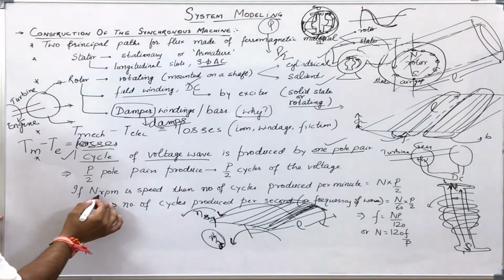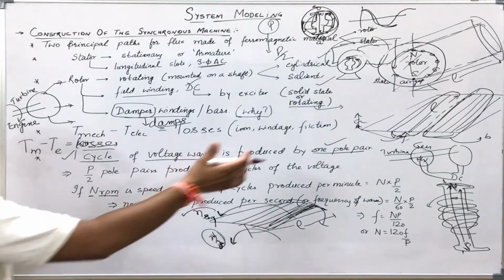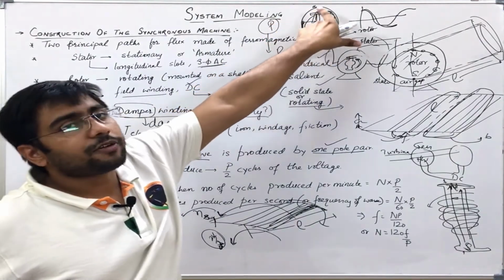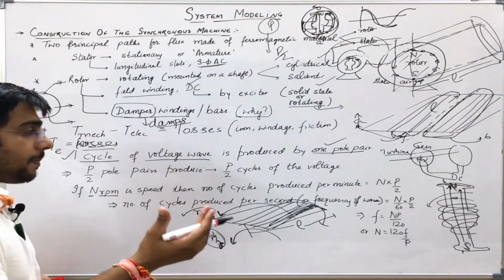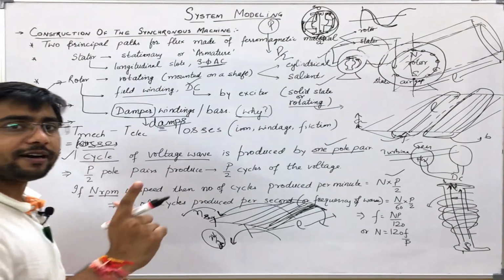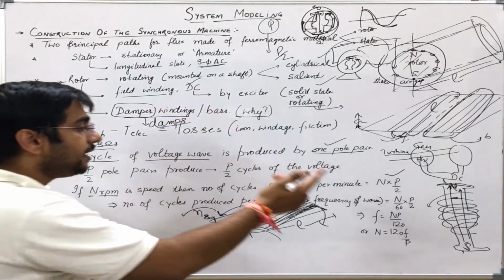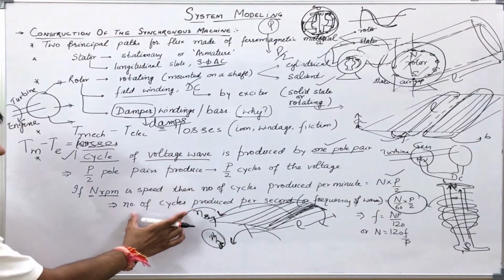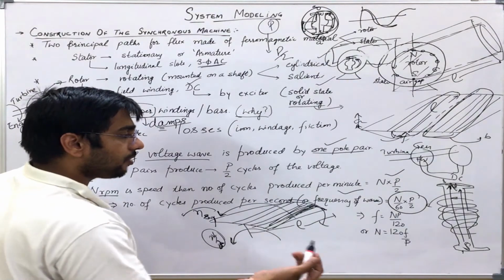Now if N is the rpm, that is revolutions per minute, then one pole pair passes over this winding N times in a minute, so how many cycles will be produced? N into p by 2 in 1 minute. So in 1 second, how many cycles will be produced in the winding? It will be divided by 60. Now what is this called? Number of cycles produced per second. This is just the frequency of the produced wave, or the generated wave.